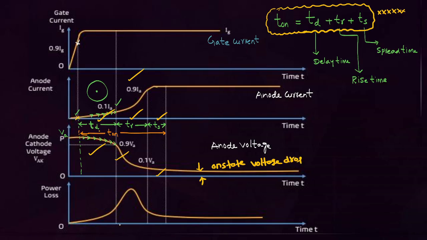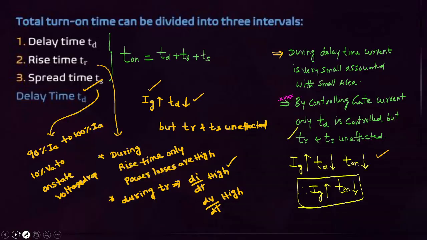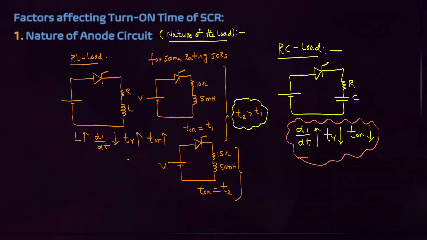This is the rise time. What is this time, friends? Rise time. During rise time, the power losses are high. That observation is important, and very important observations from turn-on characteristics of SCR. How the turn-on time depends on different parameters, very important, that you have to consider.